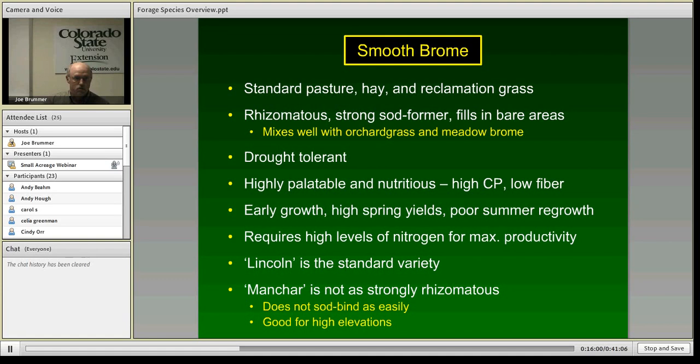Again, there are different varieties out there. If you go to a local seed dealer, probably Lincoln is the old standard variety that the seed dealers will have. There's also this Manchar variety. It's not as strongly rhizomatous, and it's one that we tend to plant at the higher elevations, like the high elevation mountain hay meadows.